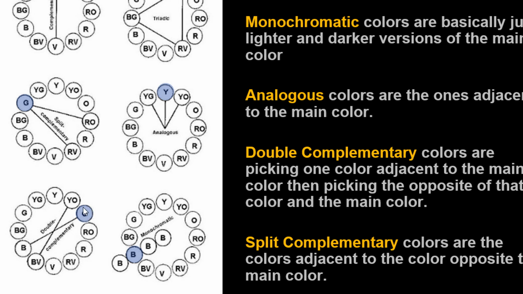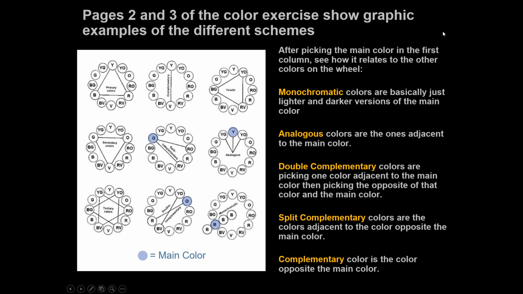This is one of the double complementary. This is the primary color, and so these ones are chosen. And this one, for example, is a monochromatic idea that it would all be the same blue, just lighter or darker. And so here's a breakdown of what was in the video.